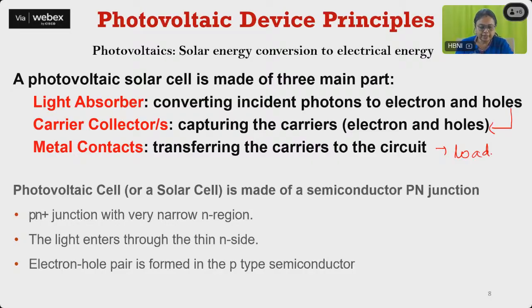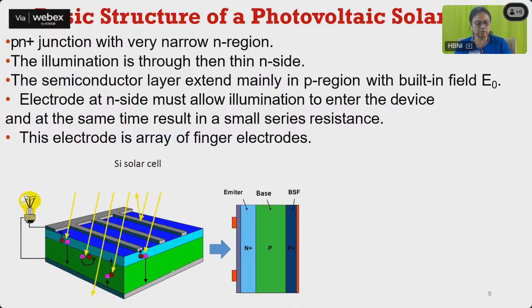Now, a photovoltaic cell is a semiconductor. But what kind of semiconductor, what kind of junction? It is made of a PN junction with a very narrow N region. The light enters through the thin N side, and the electron hole pair is formed in the P-type semiconductor. So how does it look? This is a typical schematic of a solar cell. PN junction with a very narrow N. So this is the N part and this is the P type.